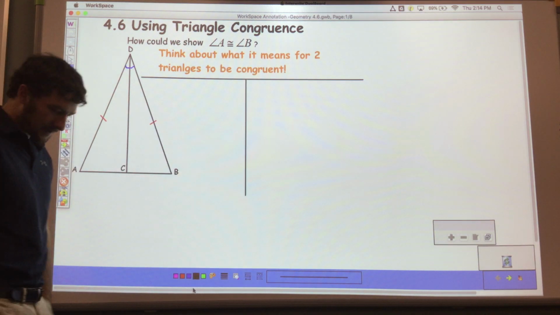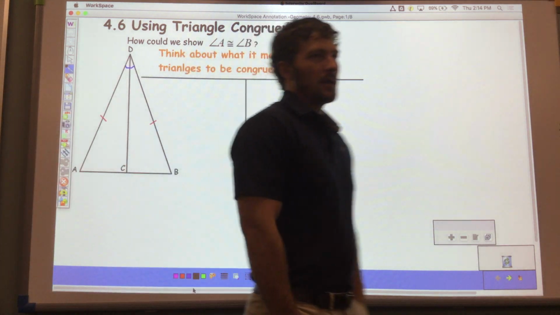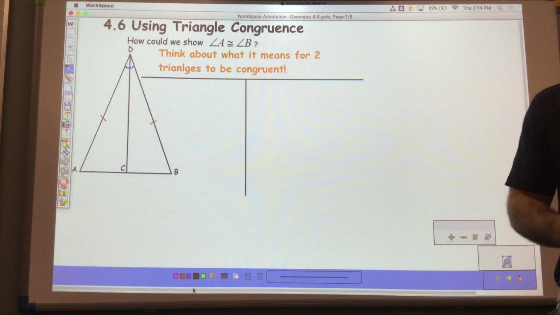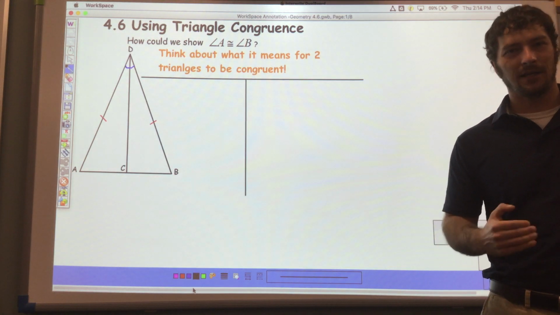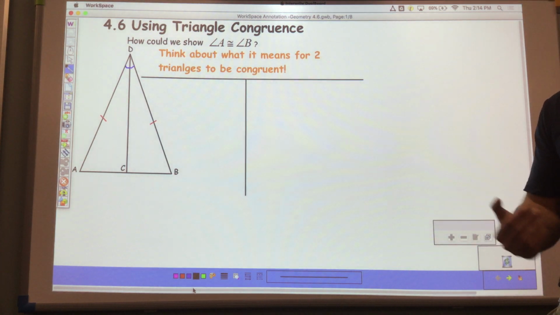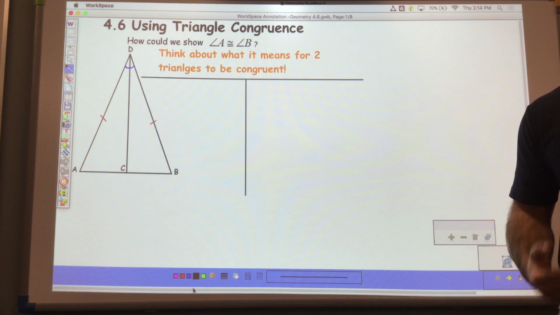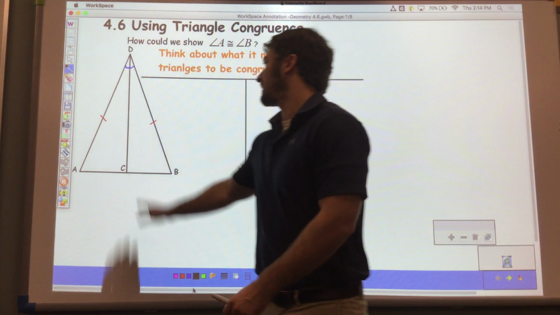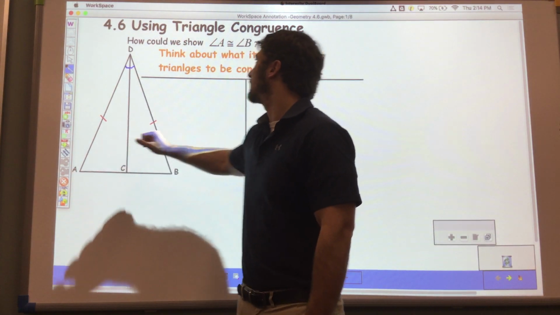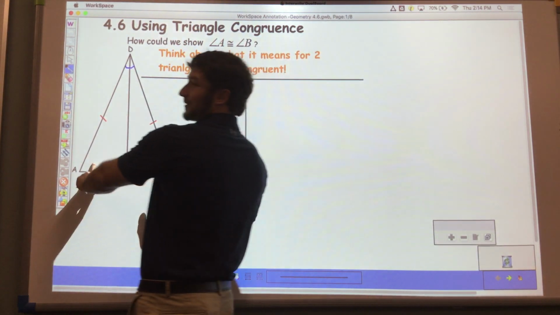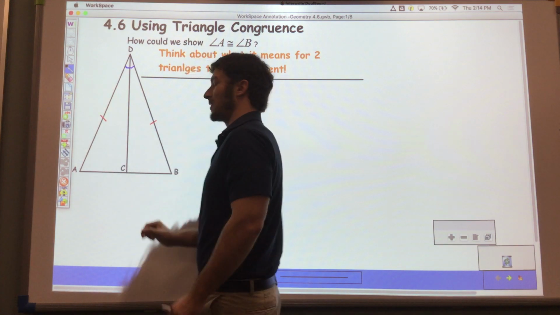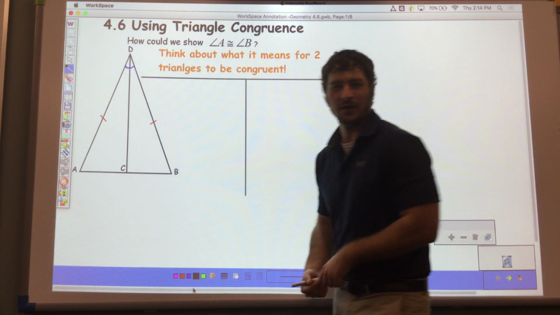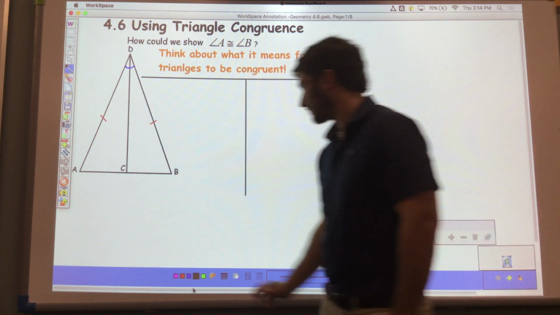Well, the whole concept with this section is that if you can show two triangles are congruent, that means all of their corresponding parts, which means their corresponding angles, corresponding sides, are going to be congruent. So in other words, if you can show that these two triangles are congruent, well, A and B, they're corresponding. So if the triangles are congruent, that means angle A and angle B are going to be congruent. So here's what it's going to look like in a proof.